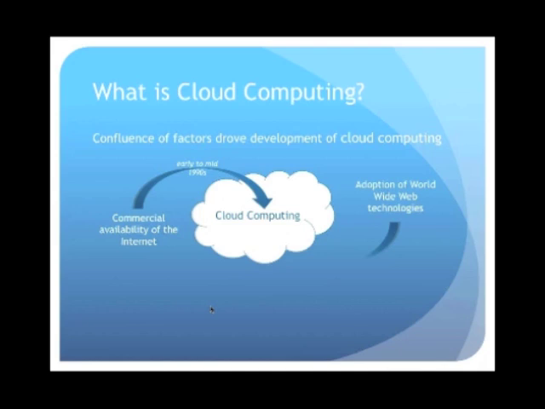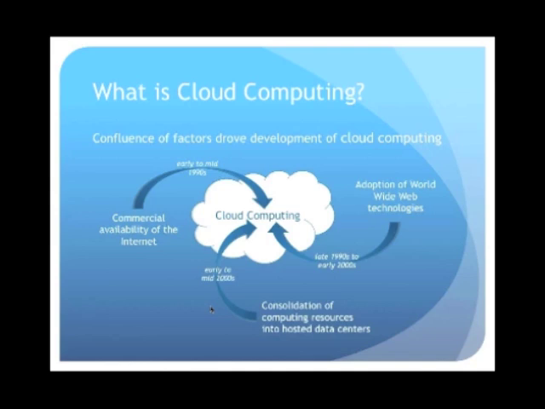The second one, adoption of World Wide Web technologies. Again, a relatively recent technology, late 1990s to early 2000s for ubiquitous adoption. And the final one is relatively new. Consolidation of computing resources into hosted data centers. Larry Ellison's been advocating this. There's only 6 data centers in the whole wide world, sort of idea. This is the early and mid-2000s, and this final piece of the puzzle that came into place is really what made cloud computing make sense, and I'll show you why in a minute.